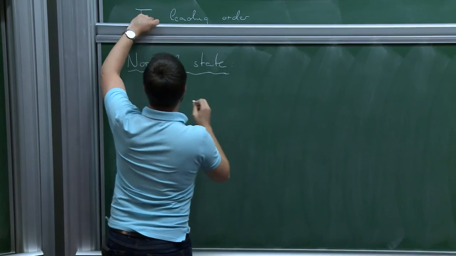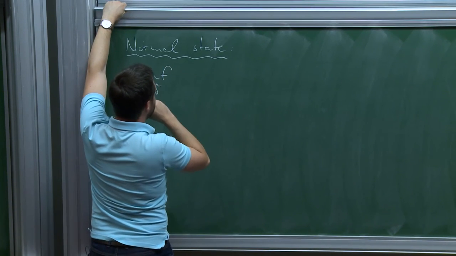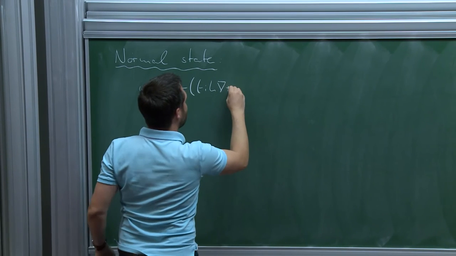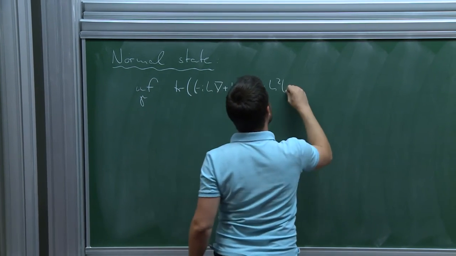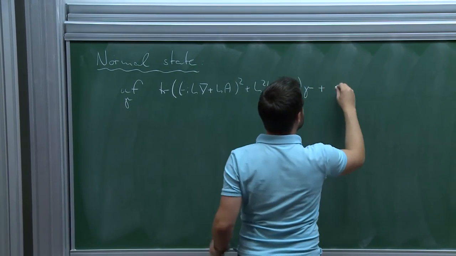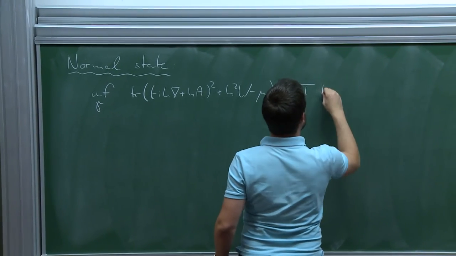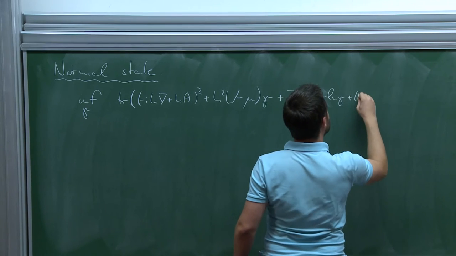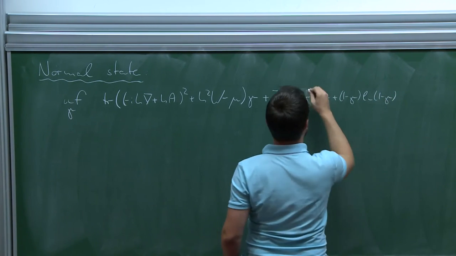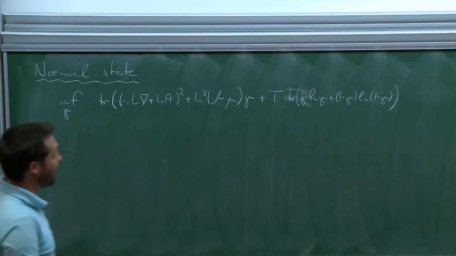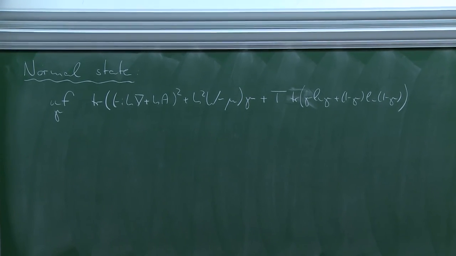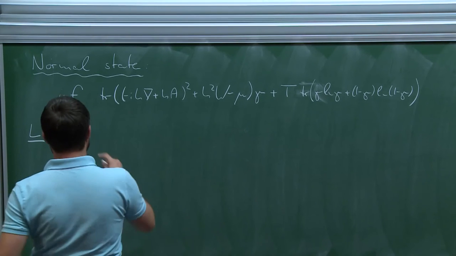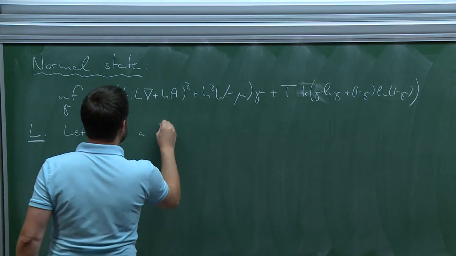So what's the normal state? What we have to compute is the minimum, now just over gamma, of the trace of minus i h nabla plus h a squared plus h squared w minus mu gamma plus T times the trace of gamma log gamma plus 1 minus gamma log 1 minus gamma. I can move the complex conjugation out of the trace because it's anti-unitary. And so the analog of this lemma that you believed me yesterday, and I hope you believe me today again, is: let H be a lower semi-bounded operator.